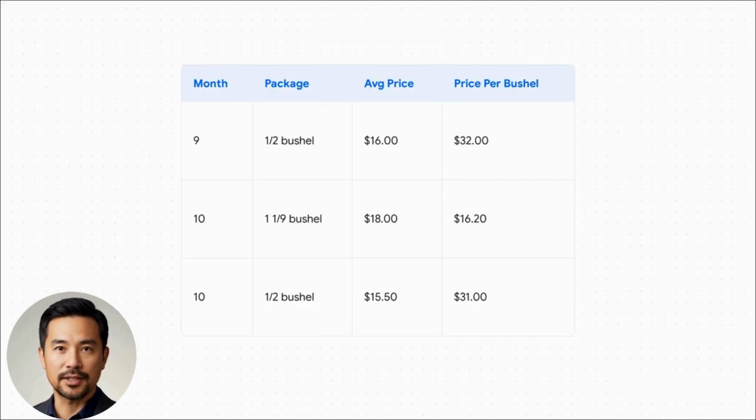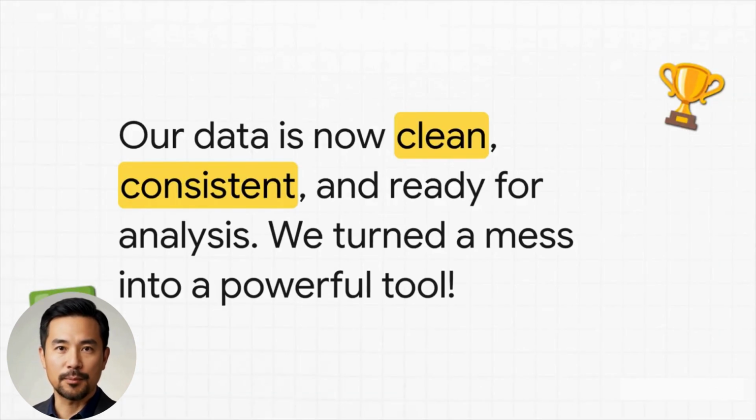And here is the result of all that hard work. Just look at this beautiful, clean table. We've got our month, our original package size, our calculated average price, and, most importantly, our final standardized price per bushel. Everything is consistent, it's logical, and it's ready. And with that final step, our work here is done.